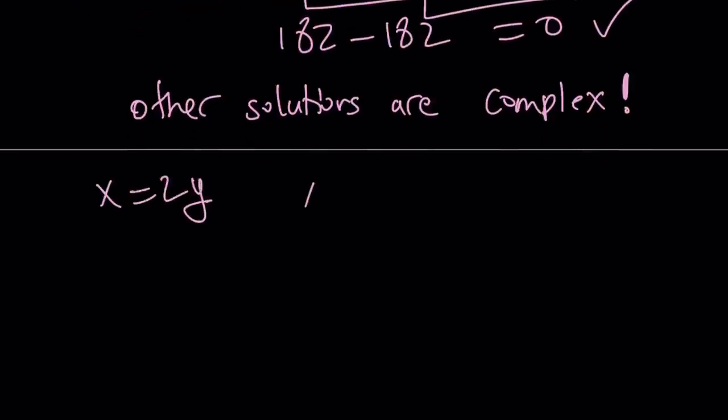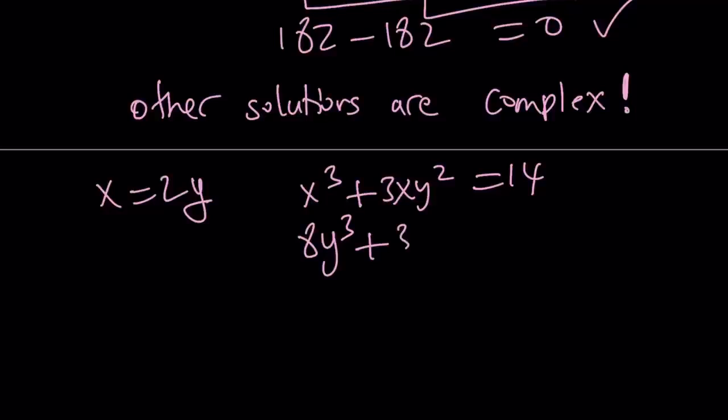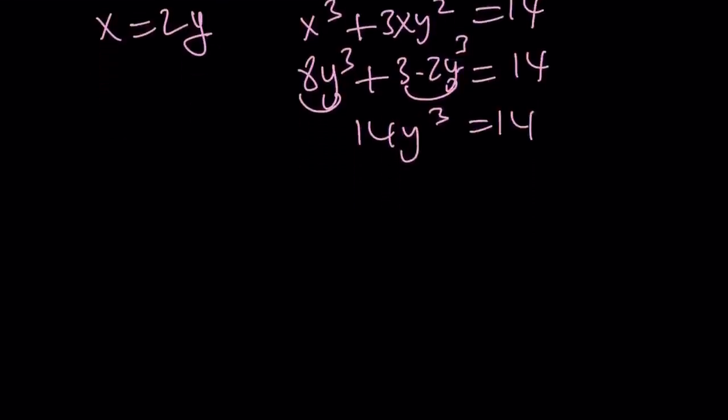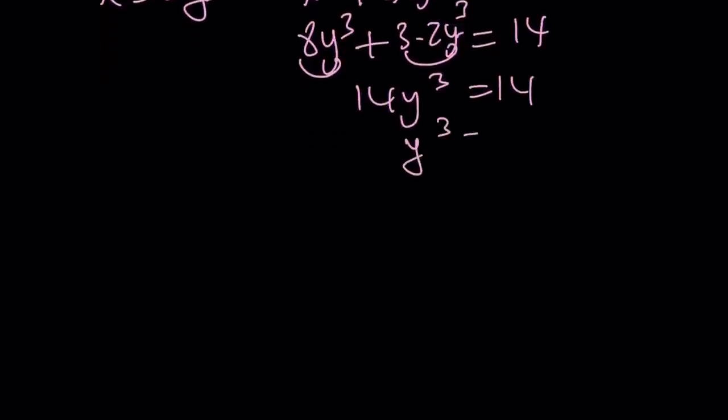And one of our equations was x cubed plus 3xy squared equals 14. Now we can replace x with 2y. That's going to give us 8y cubed, and 3 times 2y times y squared is just going to give us 6y cubed. So 8y cubed plus 6y cubed is 14y cubed equals 14, and y cubed equals 1 and y equals 1.